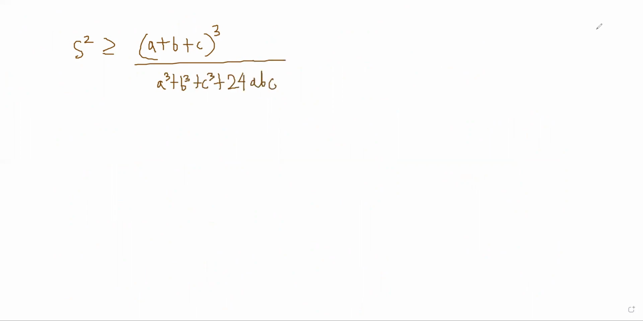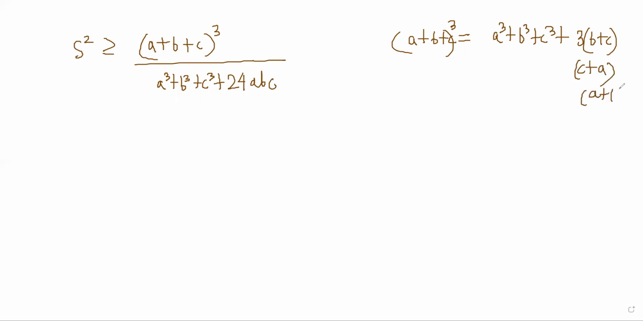Now there is a simple algebraic identity that you can all prove for yourself. (A plus B plus C) whole cube is equal to A cube plus B cube plus C cube plus 3 times (B plus C)(C plus A)(A plus B). This is a simple enough identity. You can prove it for yourself.